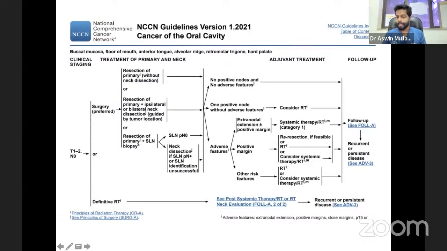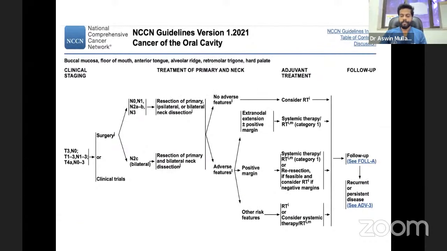So in case of extranodal extension of the disease, or in case of positive margins, you have to go for concurrent chemo radiation, so both modalities. Or else, nodal disease, metastatic nodal disease, that means N plus disease, you can just go for radiotherapy. So this is the basic outline of NCCN guidelines in treating oral cavity cancers.